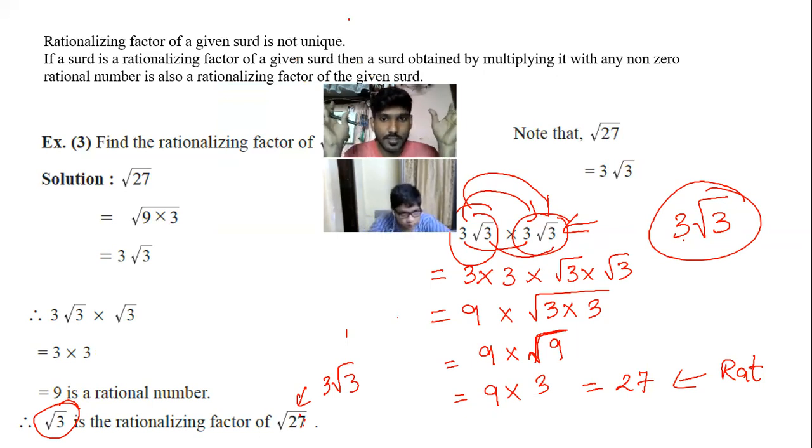Now, rationalizing factor is clear. What is a rationalizing factor? If you multiply a surd with another surd, and if the answer is a rational number, then we call that the rationalizing factor. If the answer is an irrational number, will it still be a rationalizing factor? No, sir. The answer has to compulsorily be a rational number. Then only you can call it a rationalizing factor.